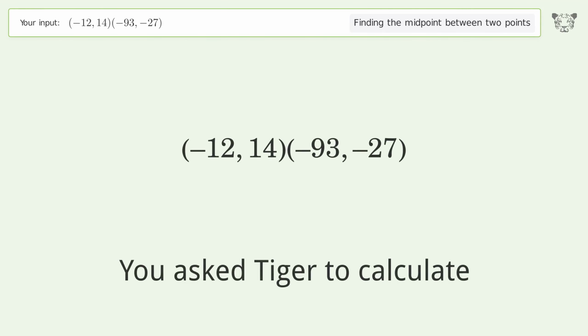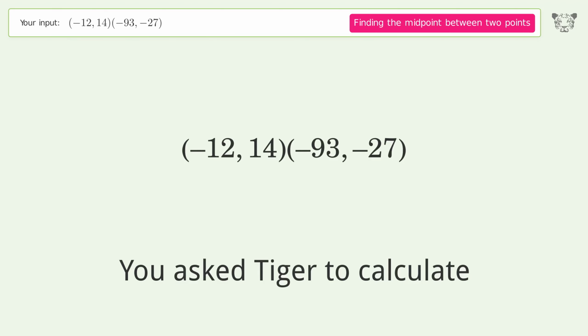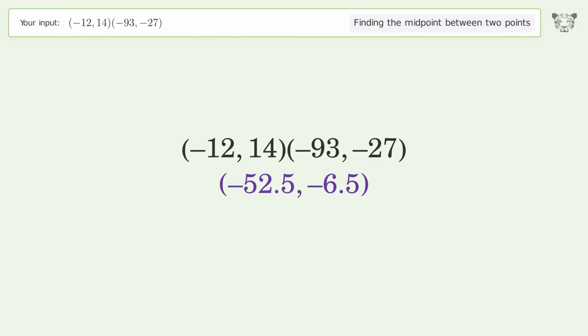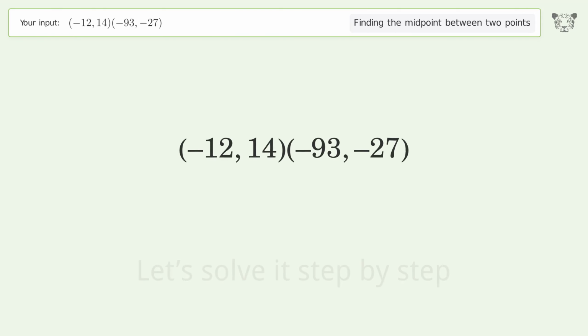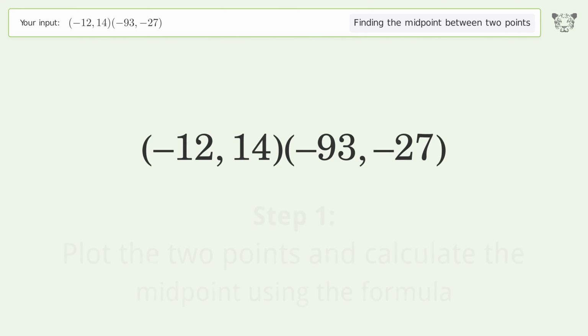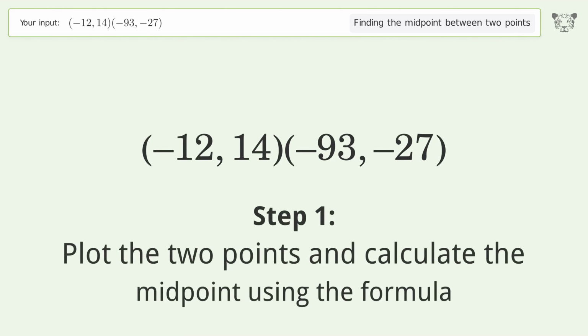You ask Tiger to calculate. This deals with finding the midpoint between 2 points. The midpoint between the 2 points is -52.5, -6.5. Let's solve it step by step. Plot the 2 points and calculate the midpoint using the formula.